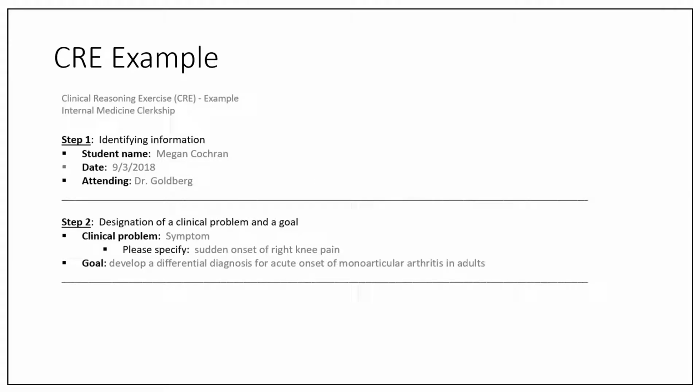Now I would like to review a completed CRE. The next couple of slides are a series of screenshots taken from a Word document. The first step just asks for some basic identifying information. Step 2 consists of designating a clinical problem and a specific goal regarding that clinical problem. Please note that a clinical problem can range from anything from a symptom to an abnormal lab value to an exam finding. In this example, the clinical problem is a symptom of sudden onset of right knee pain, where the student's goal is to develop a differential diagnosis for acute onset of monoarticular arthritis in adults.